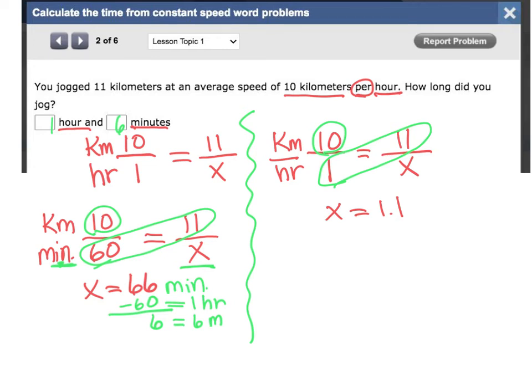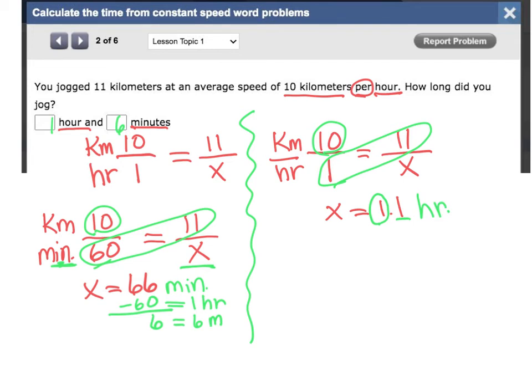Now, many of you, when you get to this point, because you've set everything up correctly, say, oh, that's 1 hour and 1 minute. But it is not. It is 1 hour and 1/10 of an hour. We have to be really careful with that. This 1 represents 1 hour, but this 0.1 actually represents 1/10 of an hour.